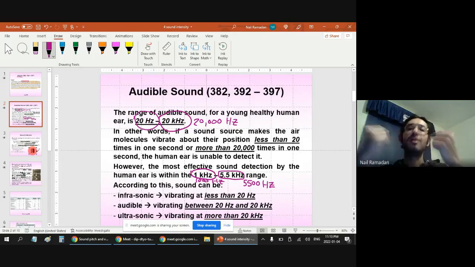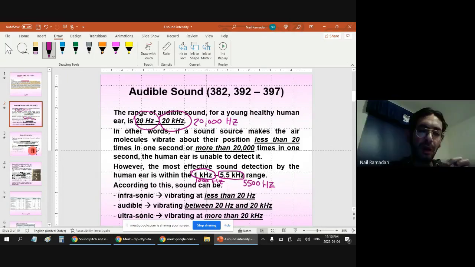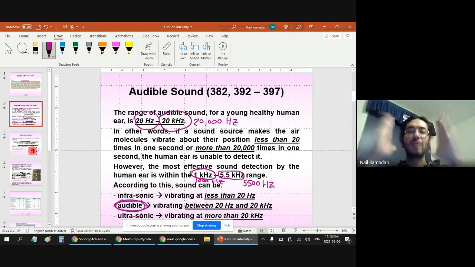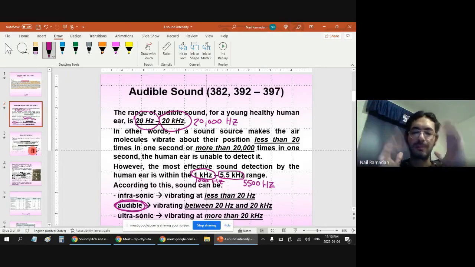The range that we can officially detect: anything from 20 hertz to 20,000 hertz, or 20 cycles per second to 20,000 cycles per second of vibrational frequency. This is called what? This is called the audible, from auditory, from audio. So basically, this is the audible range. Any sound vibrating between 20 hertz and 20,000 hertz.